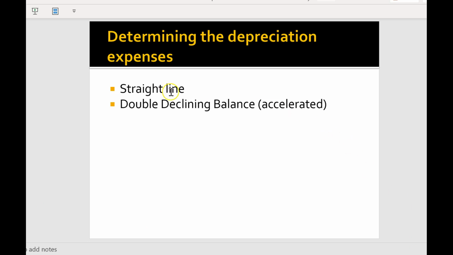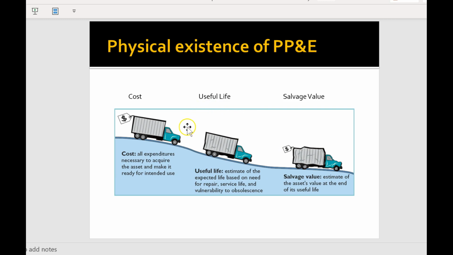So there are two ways that we usually do depreciation. Those are all assumptions. The first way is called the straight line depreciation method. The second is called double declining balance, or accelerated depreciation method. I'm going to discuss these two methods separately, but the idea again is to determine how much we have been using this asset each single period between the new truck and the wasted truck.